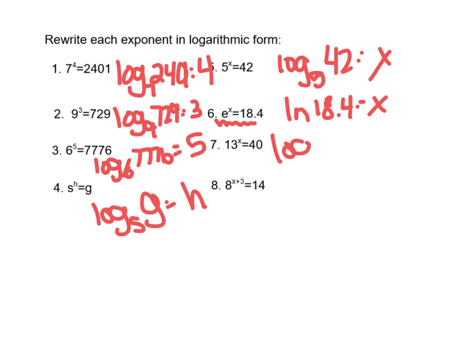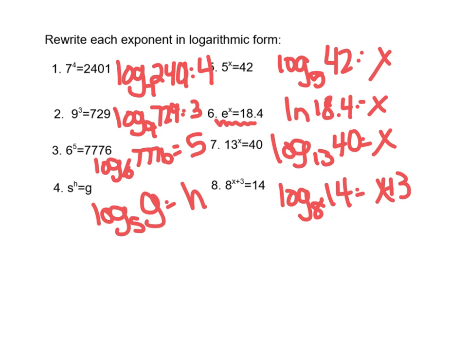Log base 13 of 40 equals X. And this last one would be log base 8 of 14 equals X plus 3. And you can see in every single one of these examples what the logs are equal to, or what were originally your exponents.